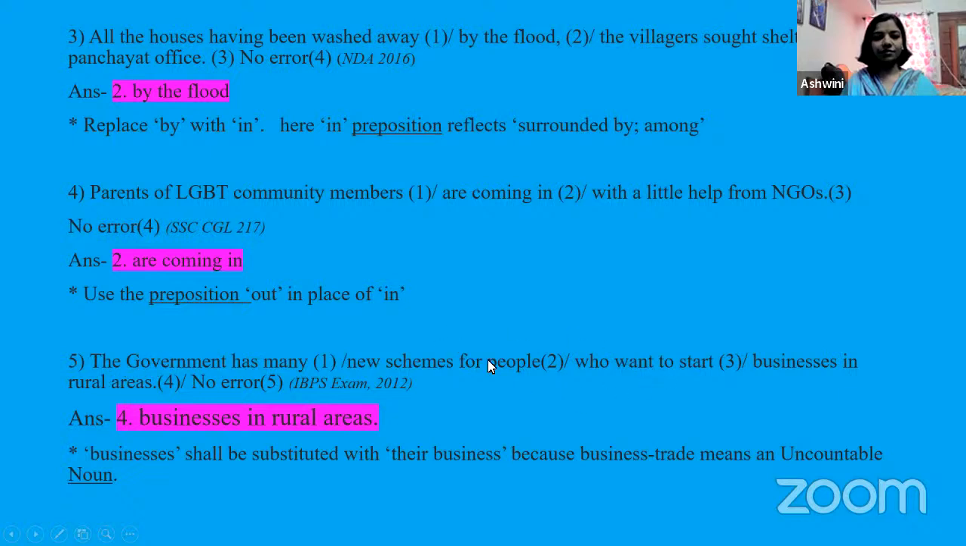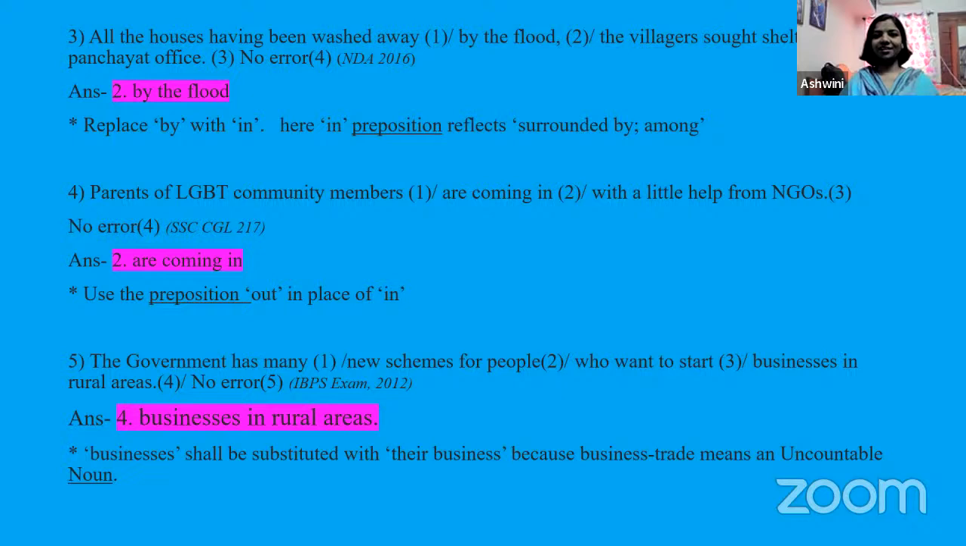Now here we have the next example with the noun. Article is done, preposition is done, now questions related to nouns. The government has many new schemes for people who want to start businesses in rural area, and no error. This was asked in the IBPS examination in 2012. Now here we have the mistake given: the government has many new schemes for people who want to start businesses.